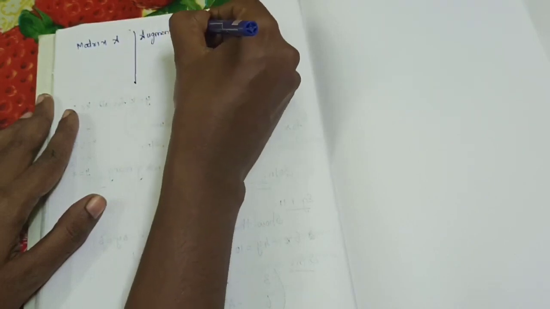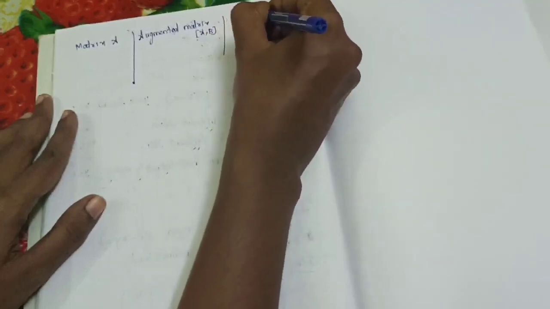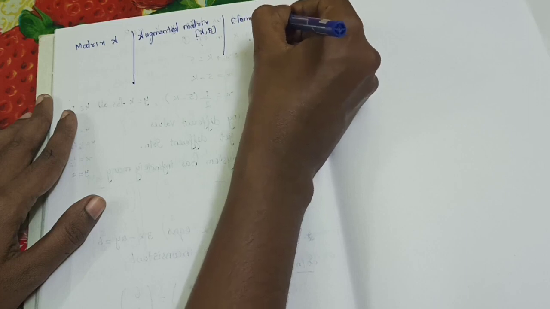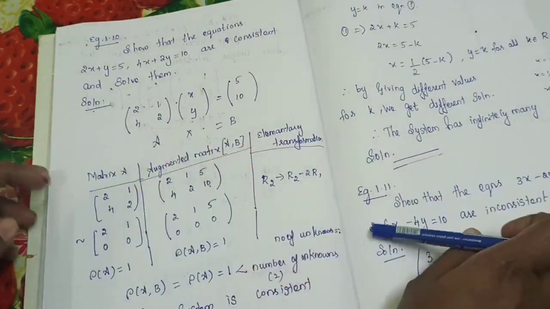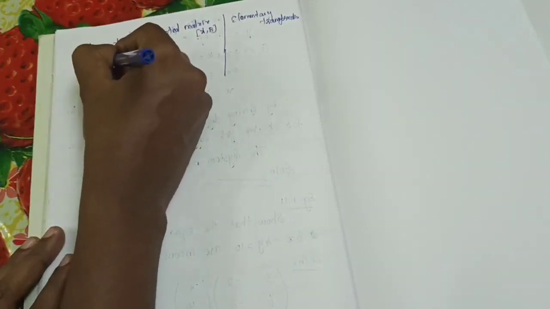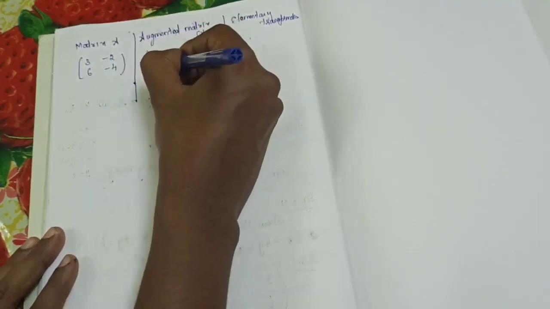Then next, what will you do? We will write matrix A. Okay, so I am writing matrix A. Then next one is the augmented matrix, A comma B. Then next one is elementary transformation. First I am going to write the matrix A: 3 minus 2, 6 minus 4. Then the augmented matrix: 3 minus 2, 6; 6 minus 4, 10.